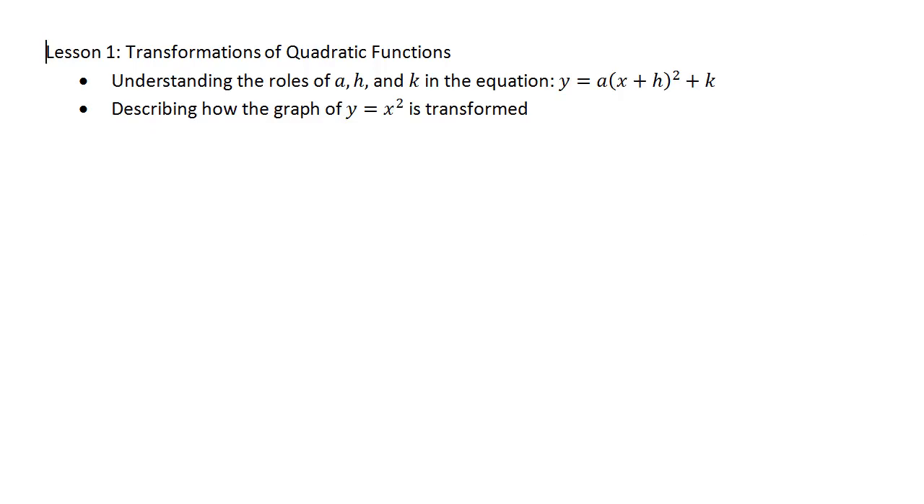Let's get started. We're going to look at understanding the roles of the a, the h, and the k in the equation y = a(x + h)² + k. And then we're going to describe how the graph of y = x² is transformed in order to make this other equation.